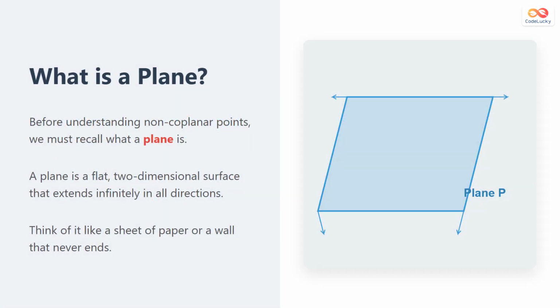Before we dive in, let's quickly review what a plane is. In geometry, a plane is a flat, two-dimensional surface that extends infinitely in all directions. You can imagine it like a sheet of paper that never ends or a flat wall.